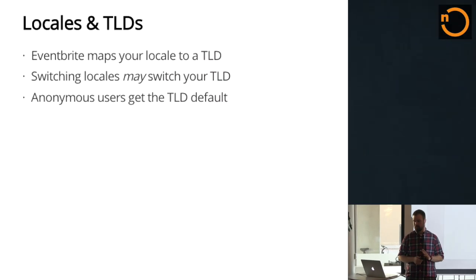And it was really purely a strategic decision at the time. Anonymous users get the TLD default. So this is, if you land on eventbrite.de, you're going to get German. If you land on eventbrite.co.uk, you're going to get British English.